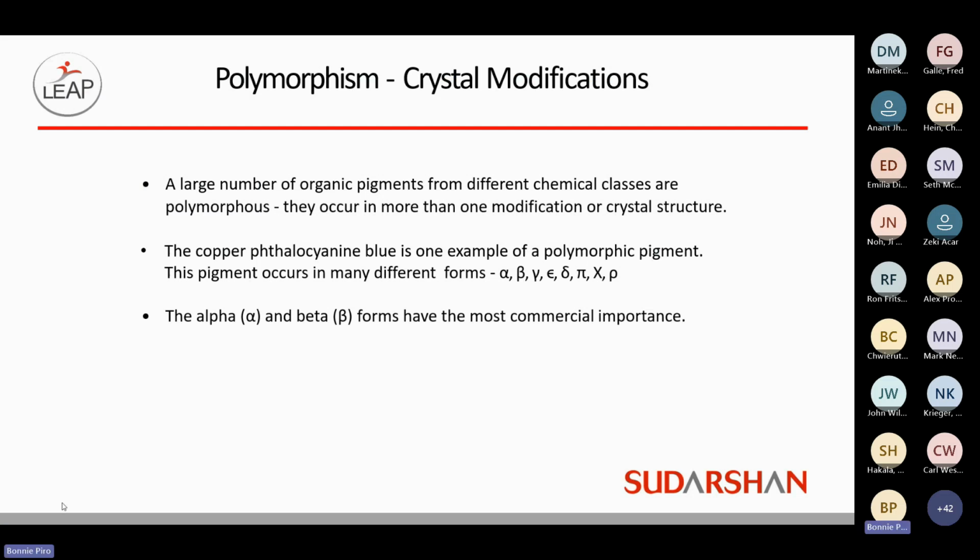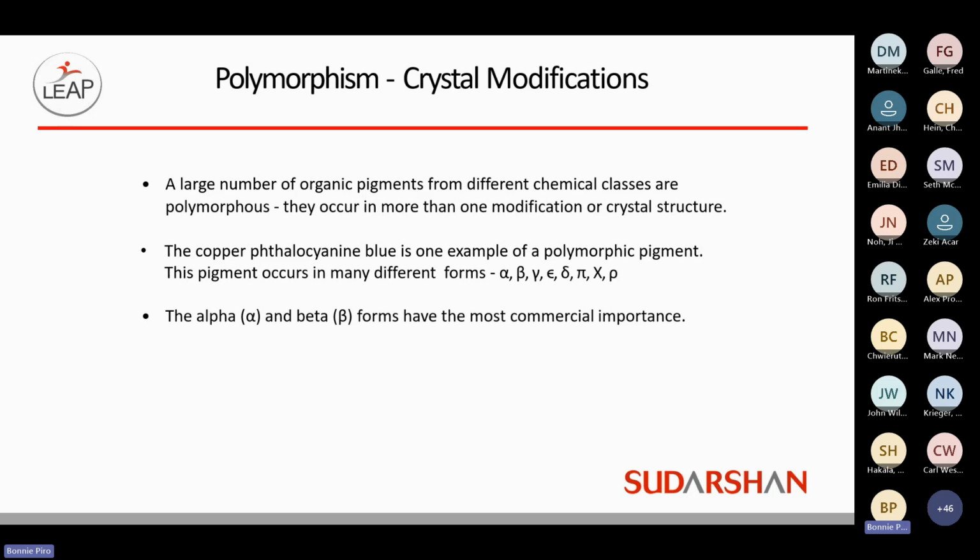So crystal modifications, or polymorphism to be a little bit more technically correct, happens in a lot of different pigment chemistries. It really is a term that describes that a chemistry can exhibit more than one modification or crystal structure. The CPC blues are an example of this, where there are many different forms, as you can see here, with a very long list of Greek alphabet letters.